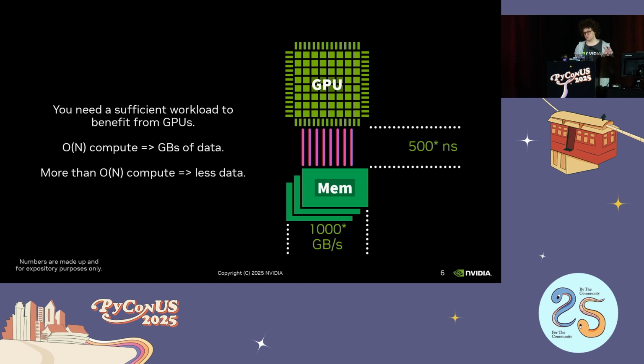So a good rule of thumb, I get asked this a lot, a good rule of thumb is that if you're doing like linear amount of compute, if you're doing something that's like applying a function to each element, or you're summing them up, then you need gigabytes of data for that to be able to pay off. If you're doing more than O(N) compute, if you have a higher operational intensity, for example, if you're sorting or you're doing matrix multiplication, then you can see speed ups with less data than that.